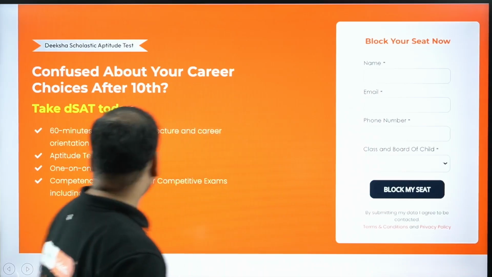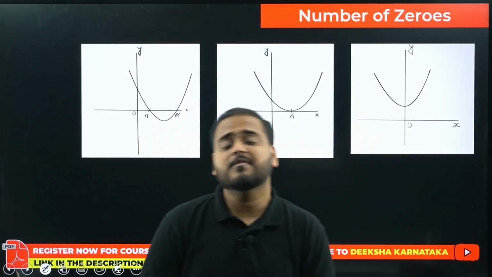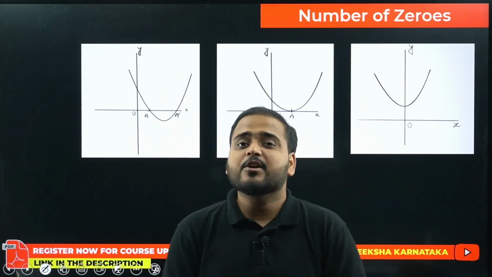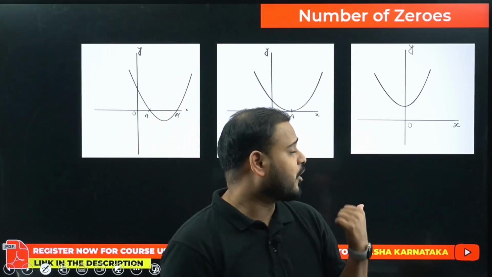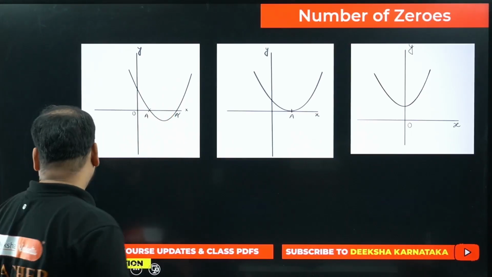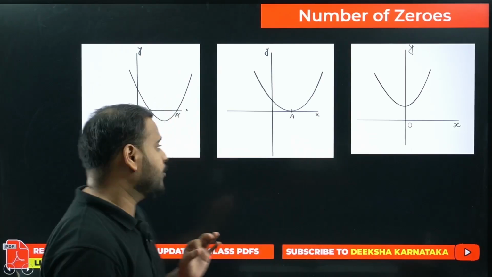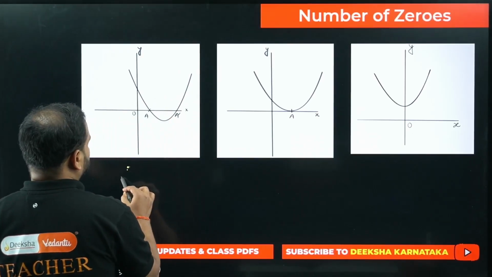All right, so moving on to the question now. Number of zeros. As I already explained while doing this cubic polynomial curve, if there are two intersections, check your first case. This is talking only with respect to a quadratic polynomial. So how many zeros? 2 zeros are there, sir.